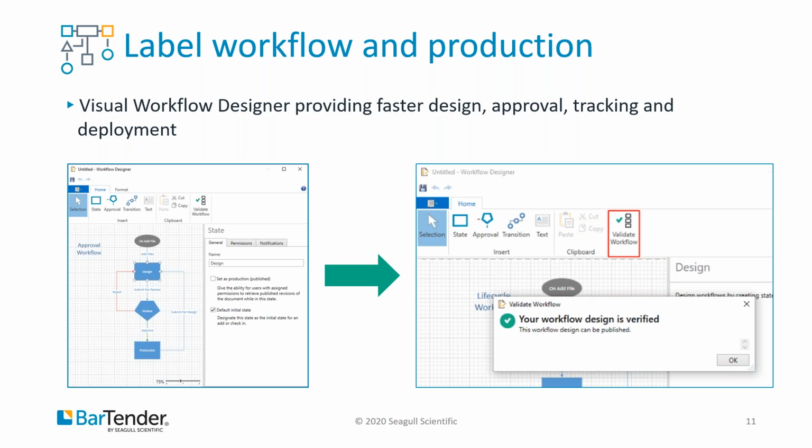And you can track the status of label files from start to finish. And finally, document access can be secured via user permissions. Workflows from previous versions of BarTender can be upgraded and modified by our new workflow designer.